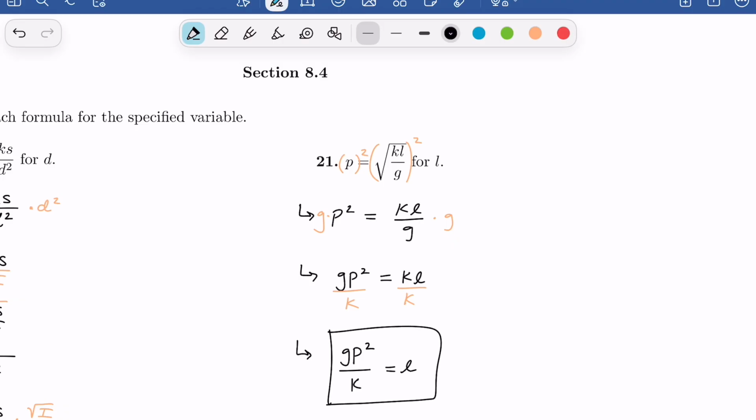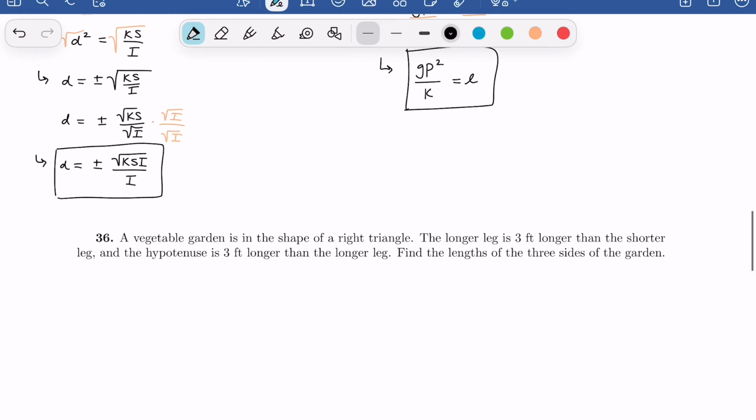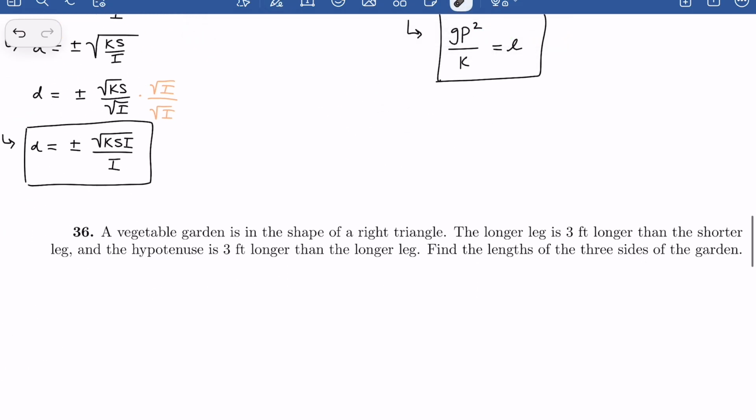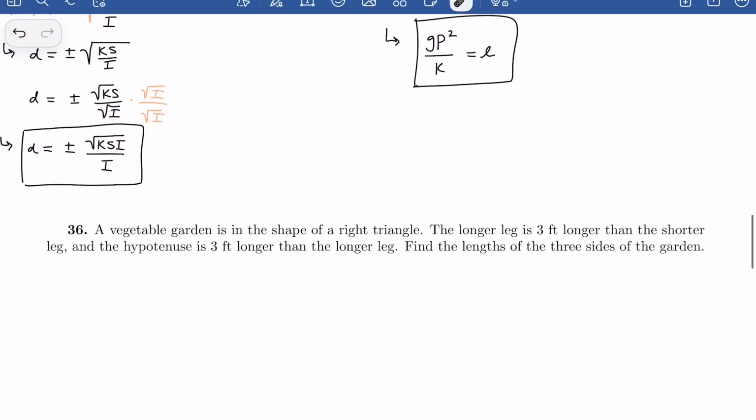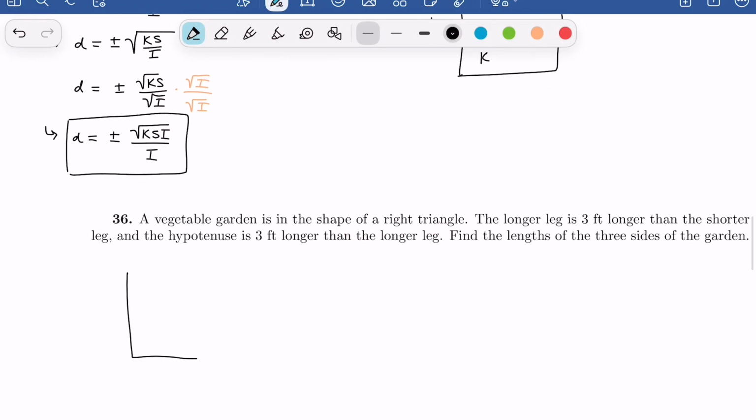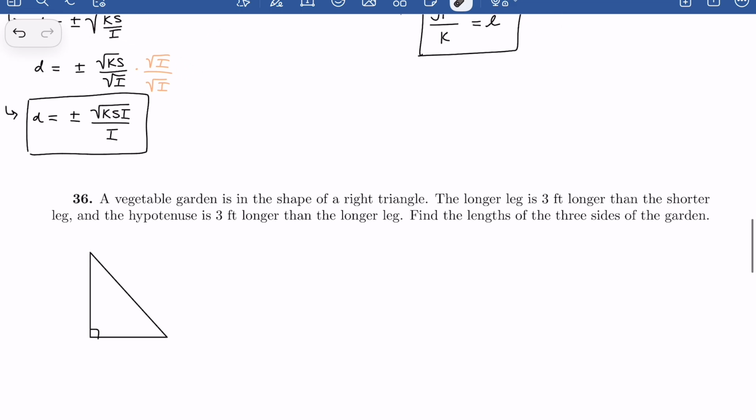All right, let's look at our next problem here. This is where we're going to start looking at applications of our quadratic equations. So we're told that a vegetable garden is in the shape of a right triangle. As soon as I read that information, I'm going to go ahead and draw a right triangle so we can visualize what's going on here. It says the longer leg is 3 feet longer than the shorter leg, and the hypotenuse is 3 feet longer than the longer leg.